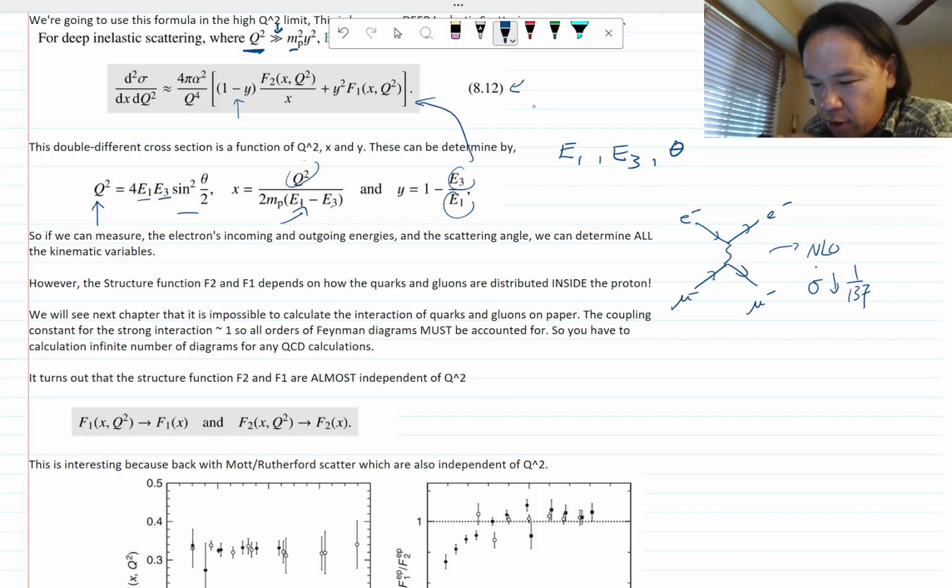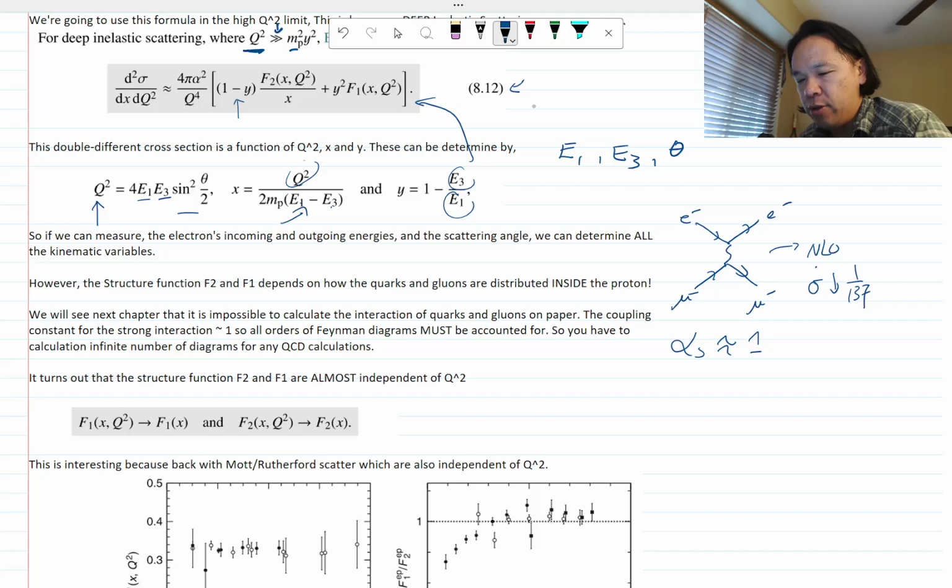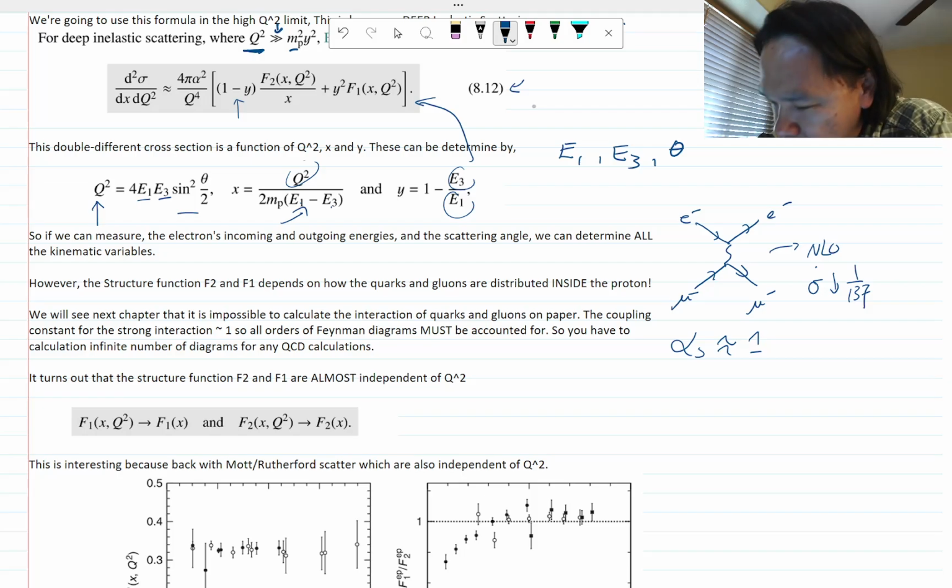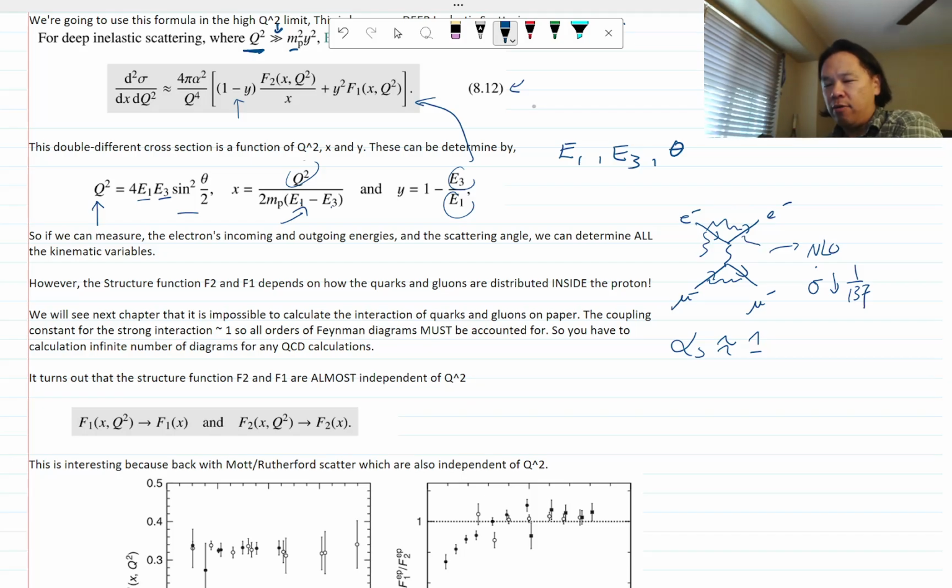The problem with the strong force is that alpha strong is approximately 1 for the energy range that we're interested in. Therefore, in order to get an accurate answer for any strong force interaction, you have to add up an infinite number of diagrams, because you can always add more diagrams. For example, here I can add another photon between these two, because they're both charged. I can add another photon here. I can have this one spit out a photon. So you can add an infinite number of these diagrams.